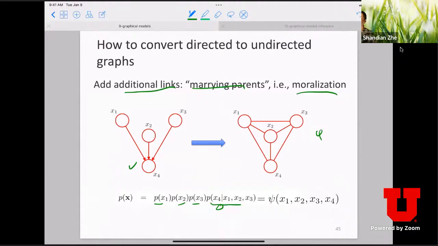So you can follow this rule to convert any directed graphical model to an undirected model. Okay. And usually you have to add more links to conduct moralization.